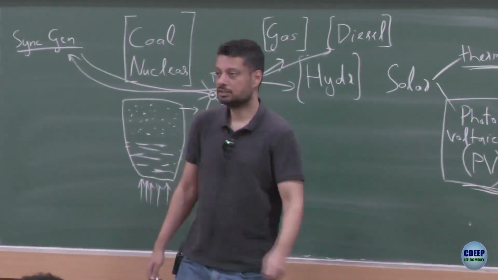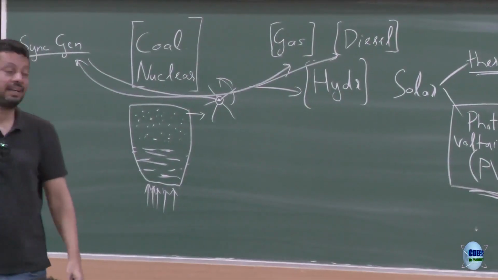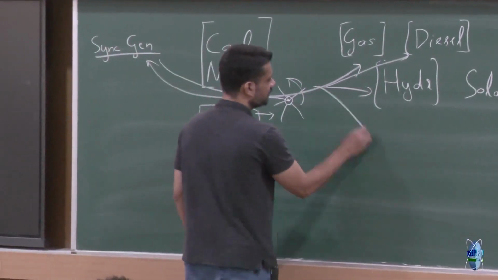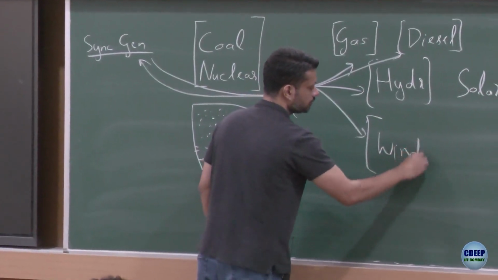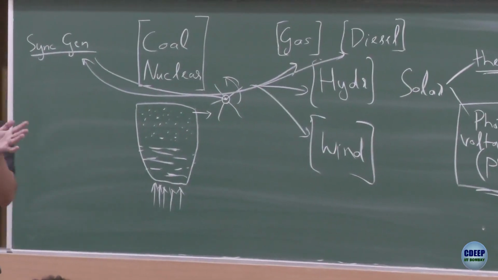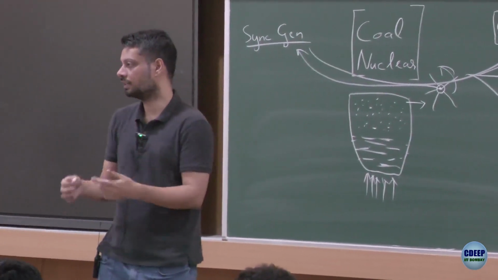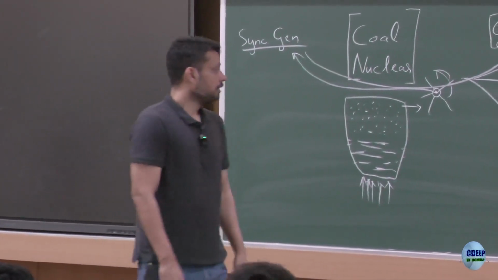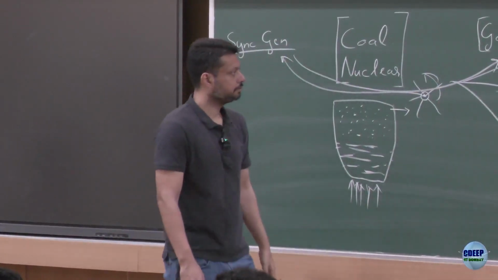Okay, any other technology for power generation? Wind, yeah, wind is another one of these. You take wind turbines which will rotate if the wind flows, and you rotate a generator, right. So again, wind does connect to the synchronous generator.